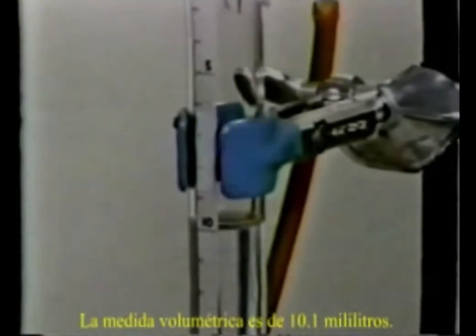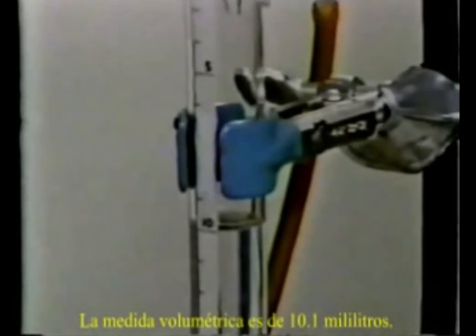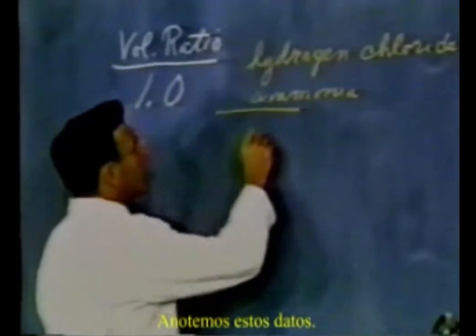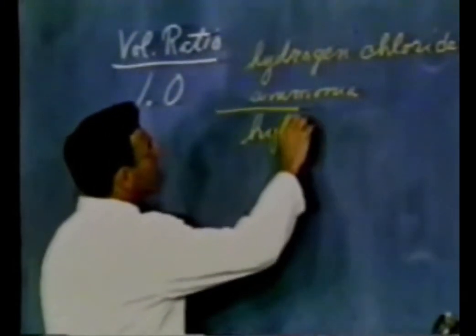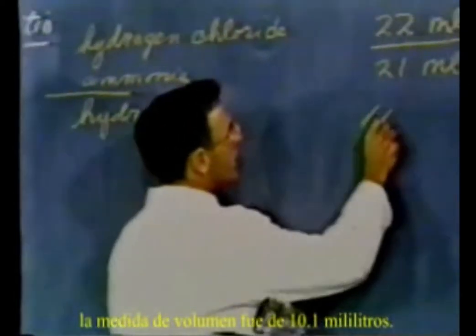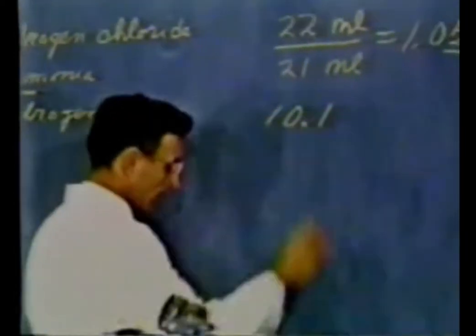The scale reading is 10.1. Let's record the data. Hydrogen, the scale reading was 10.1. We'll add an equal volume of oxygen. The scale reading is 20.1.